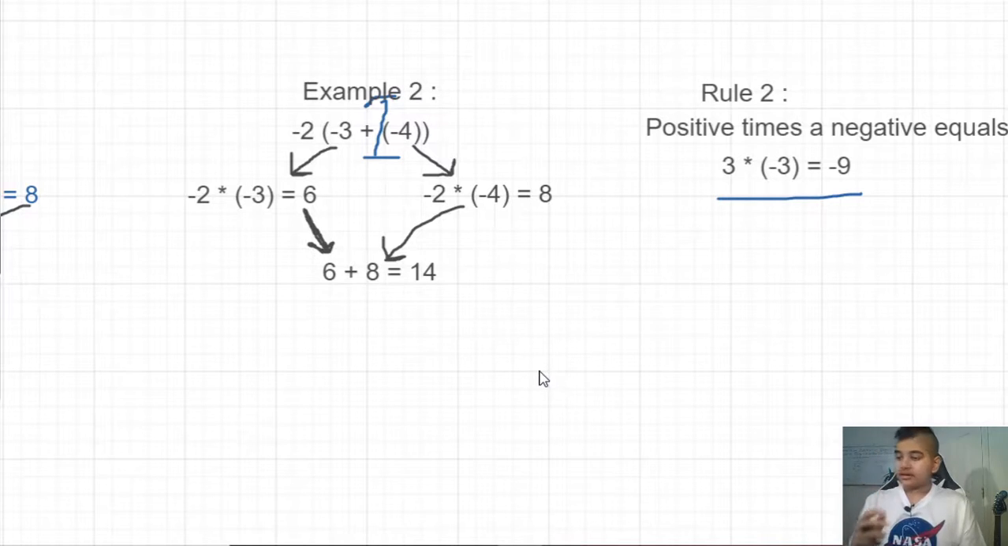So let's look at it. If there's no number in front of the parenthesis, that means it's a 1 and you multiply it. And we looked at the rule over there on rule 2, 3 multiplied by -3 equals -9, unlike our previous rule where two negatives would equal a positive. If the first number in the example for rule 2 was -3 multiplied by -3, it would be +9. So let's move back to the example.